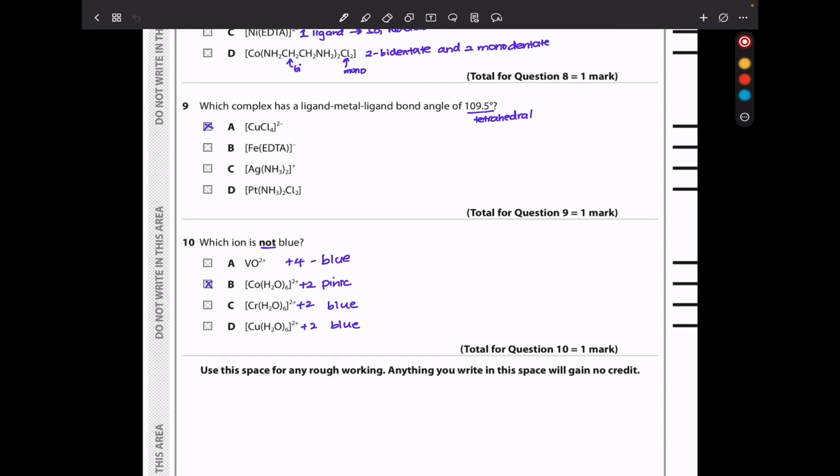Which complex has a ligand-metal-ligand bond angle of 109.5? The bond angle 109.5 exists in tetrahedral structures. So here we can see it's going to be CuCl4. If I draw, it's going to be Cu. We have 1, 2, 3, and that is going to be the complex. And then we put square brackets and the charge outside. That is going to be tetrahedral, so the answer should be A.